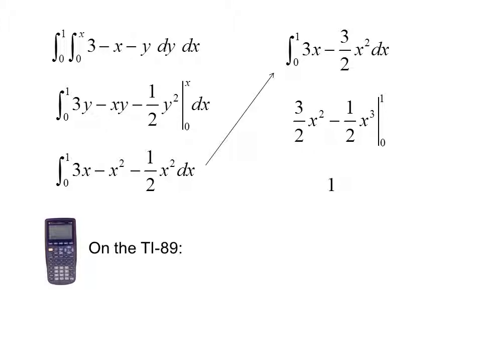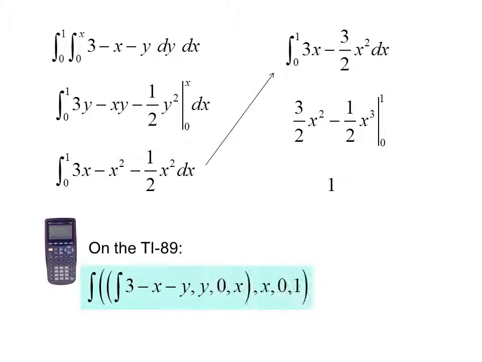On the TI-89, it looks like this. Notice we have nested integrals. We still get 1.